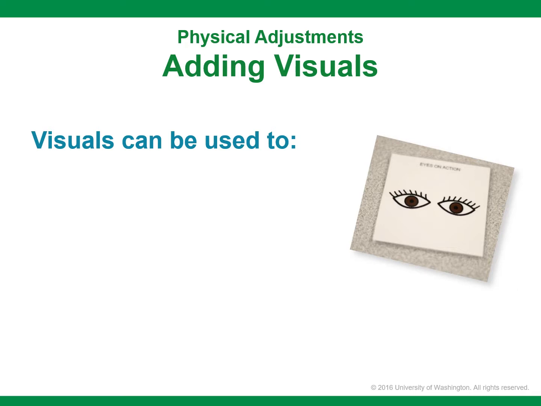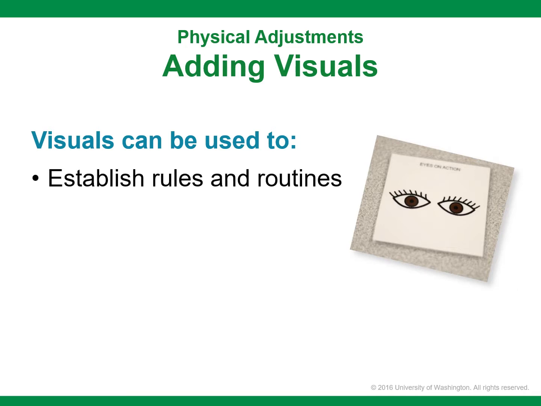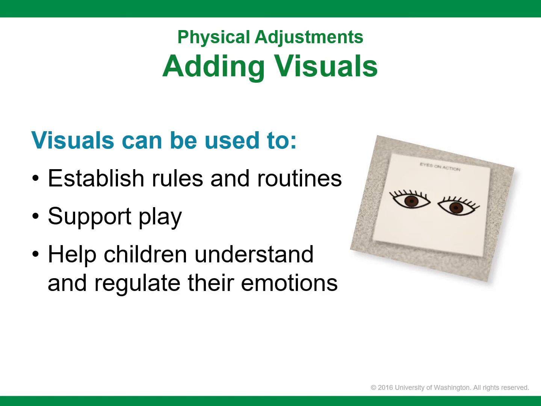Physical adjustments can also include adding visuals. The use of visual supports is one of the easiest ways to increase a child's level of independence. There are many ways visuals can be used. Visuals can be used to establish rules and routines, support various aspects of play, help children understand and regulate their emotions, and enhance communication.